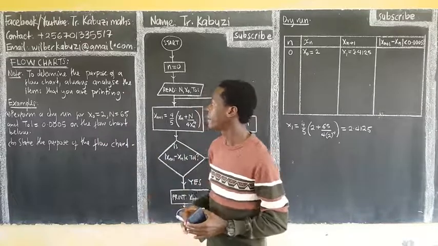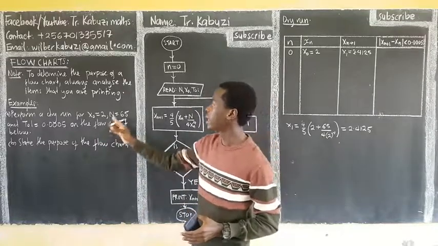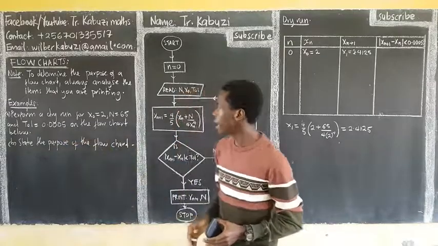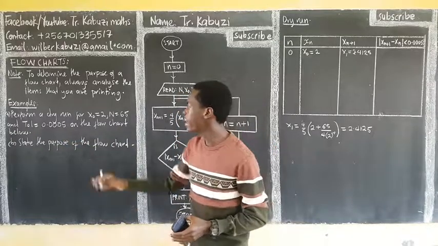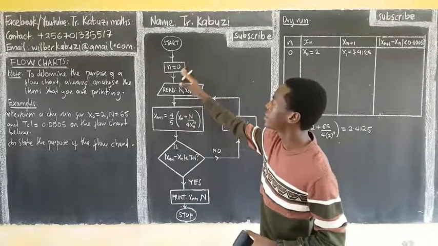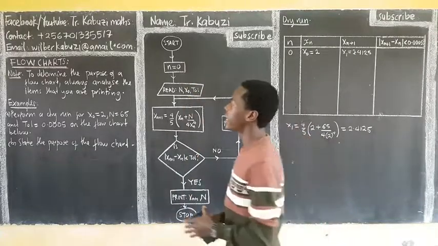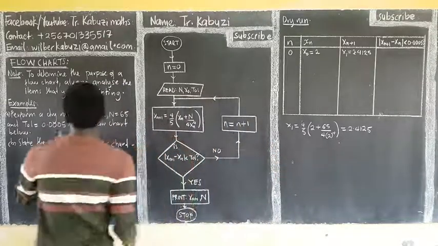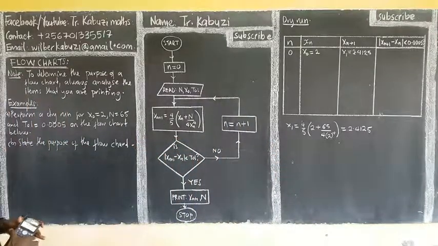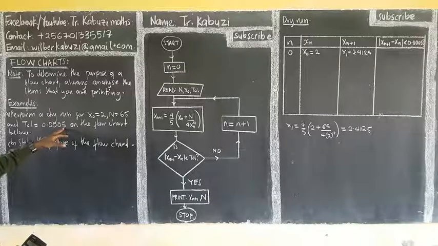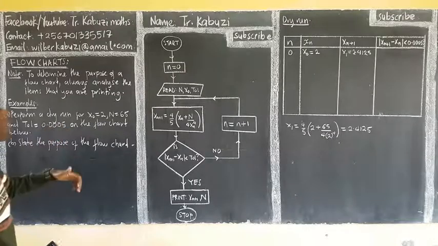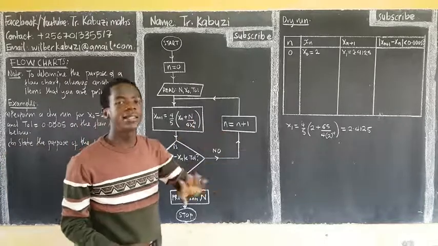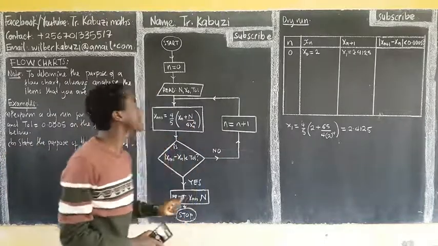Perform a dry run for x naught equal to this, n equal to this, and tau equal to this on the flowchart below. So, the purpose of the flowchart. Now this is our flowchart. You see that they are giving us a tolerance, meaning this one is a tolerance when n is equal to 3 decimal places. So that's why we have it like this. It means that in our flowchart we have to give our answers to the small places.